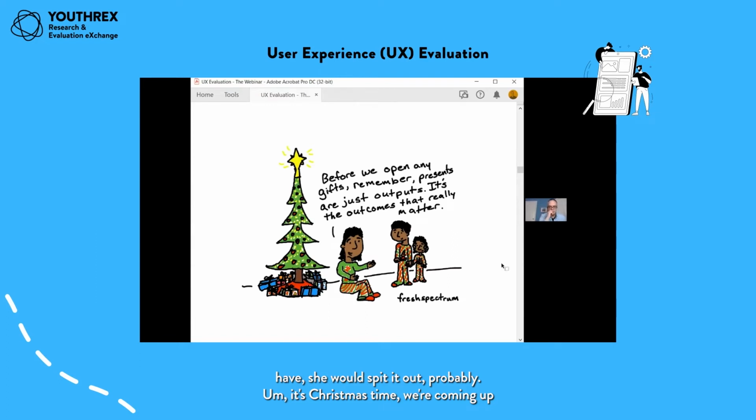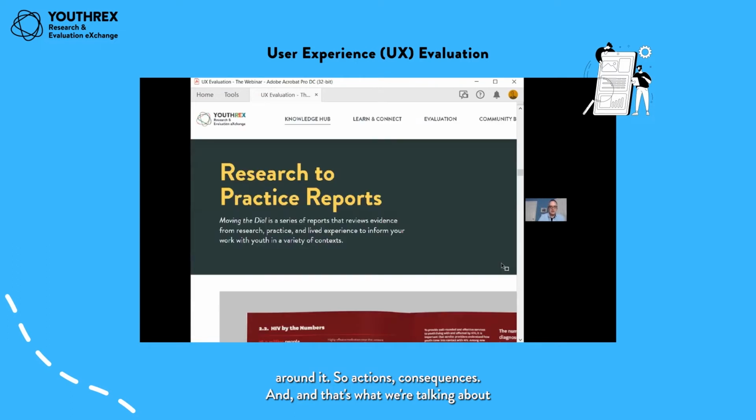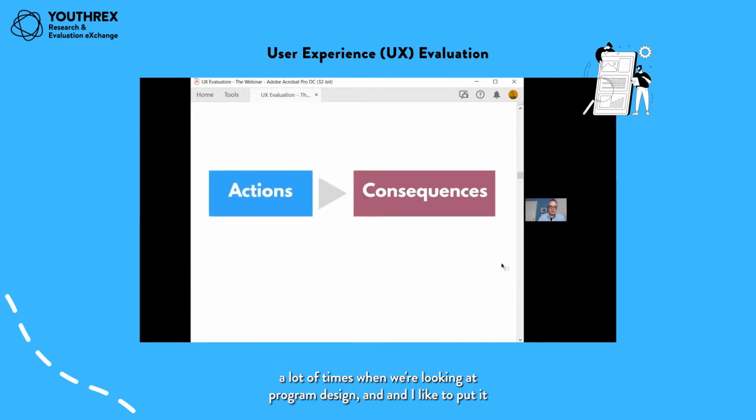It's Christmas time. We're coming up to the holidays. Gifts are just outputs. They're actions. We're giving somebody a gift. The outcomes are the feelings, the experiences that we have through the gift giving holiday, the other stuff that goes around it. So actions, consequences. And that's what we're talking about a lot of times when we're looking at program design. I like to put it like this: just simply actions, consequences.